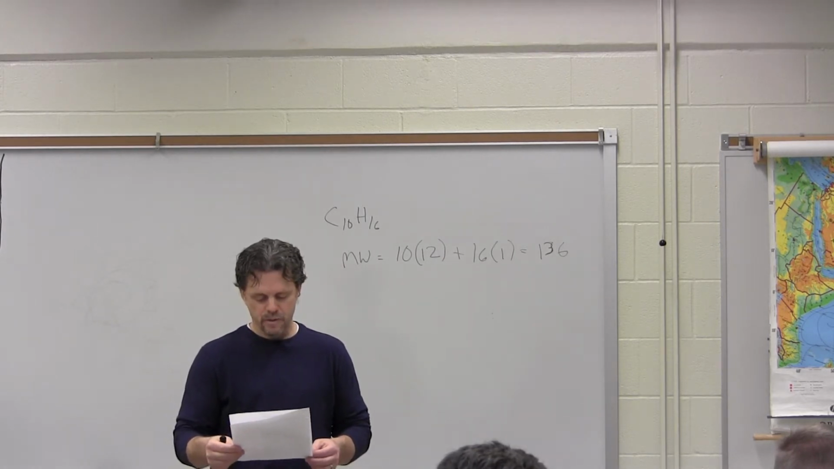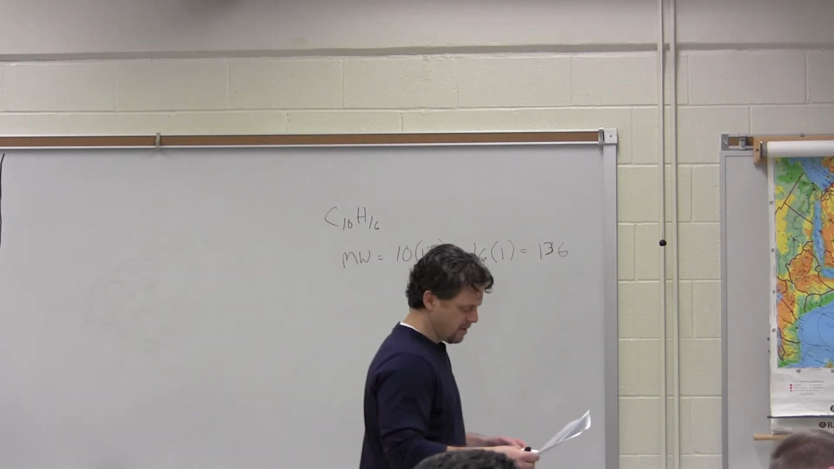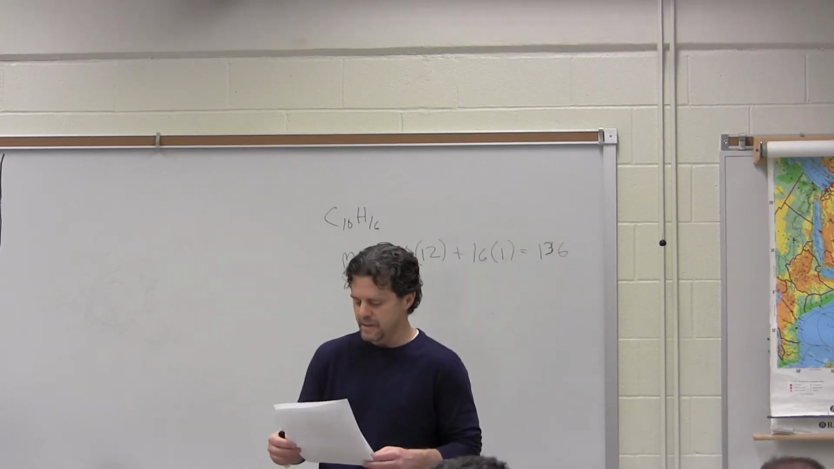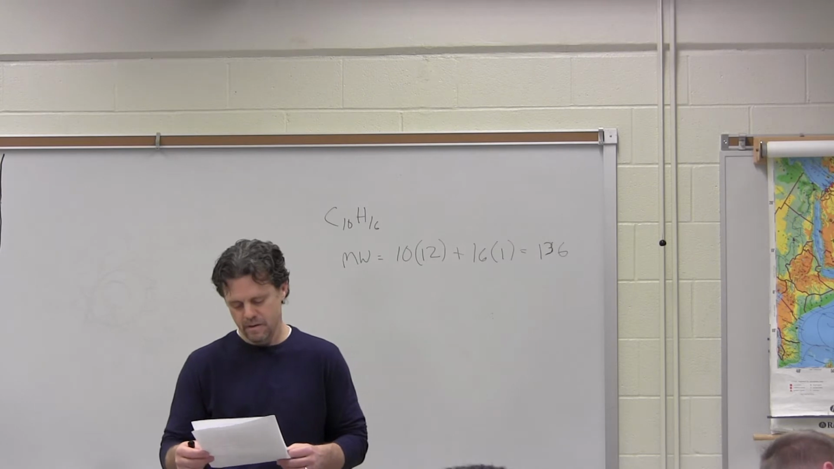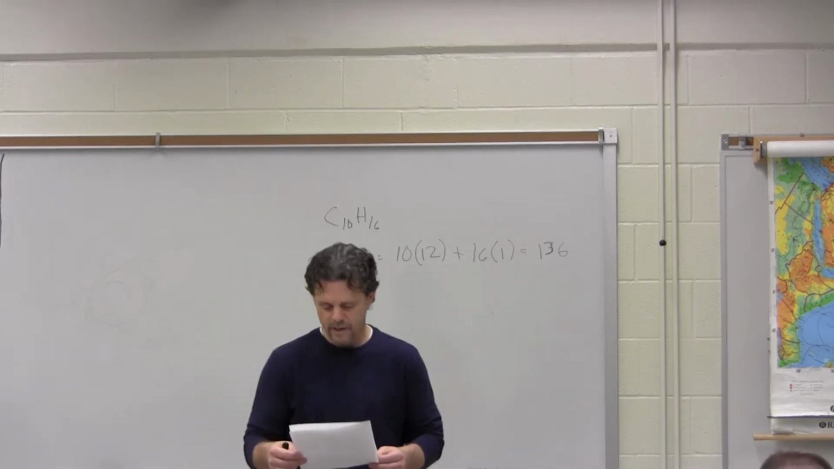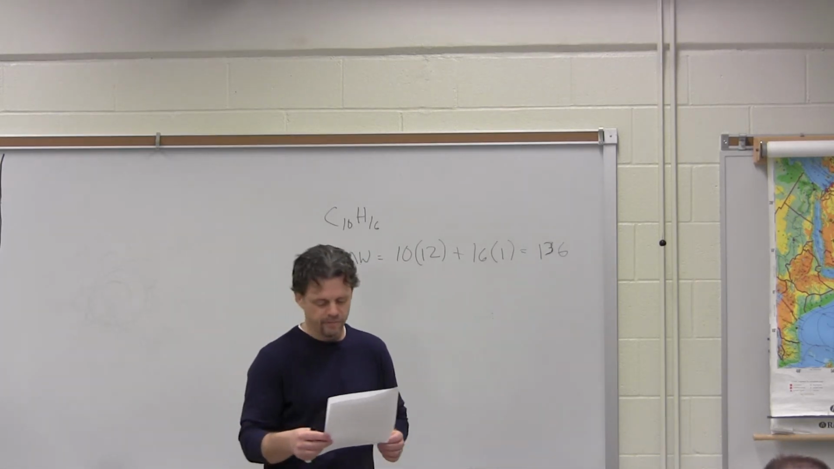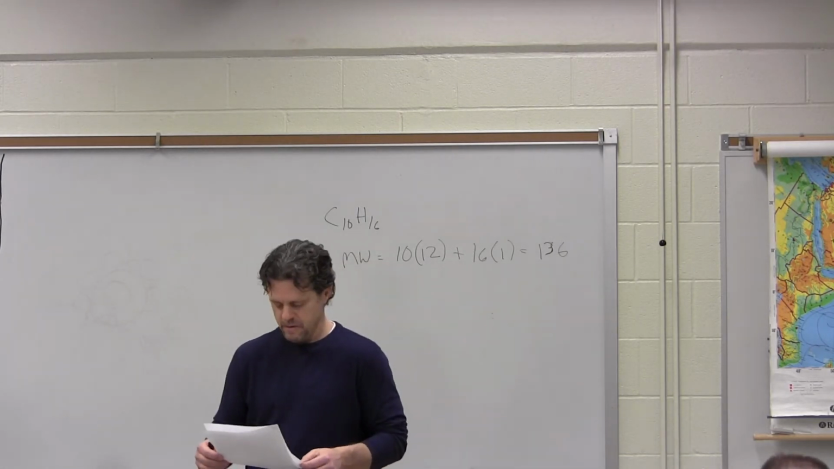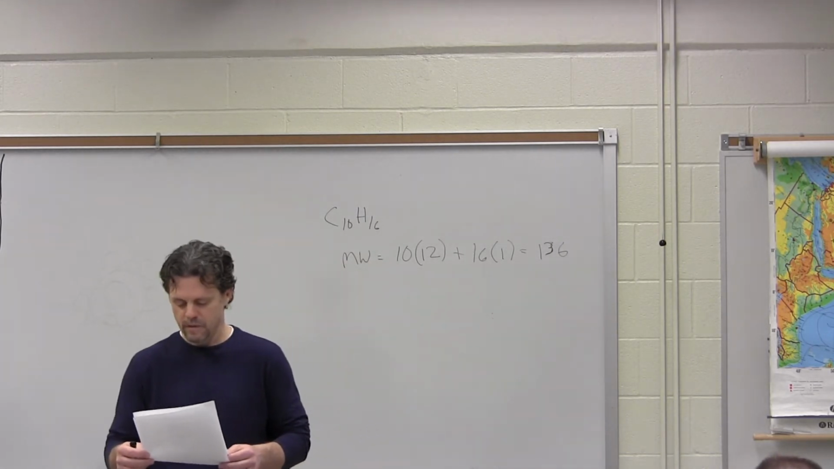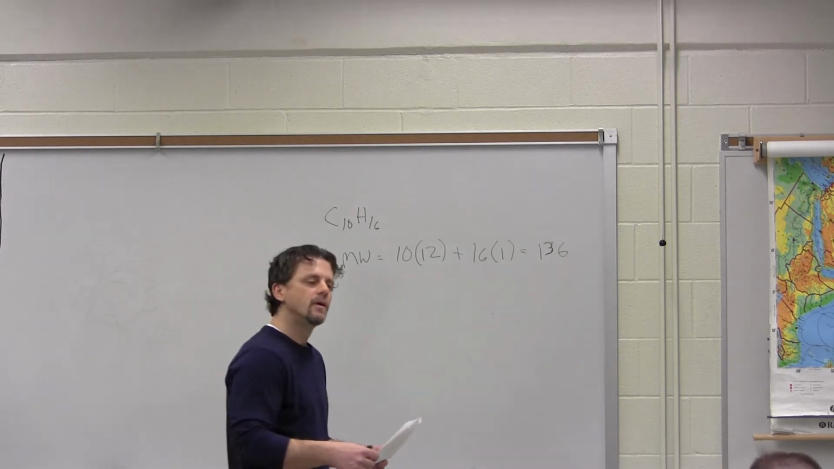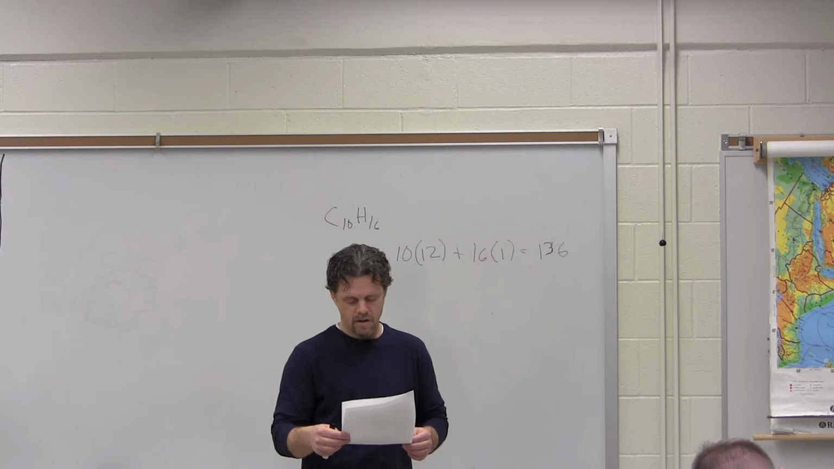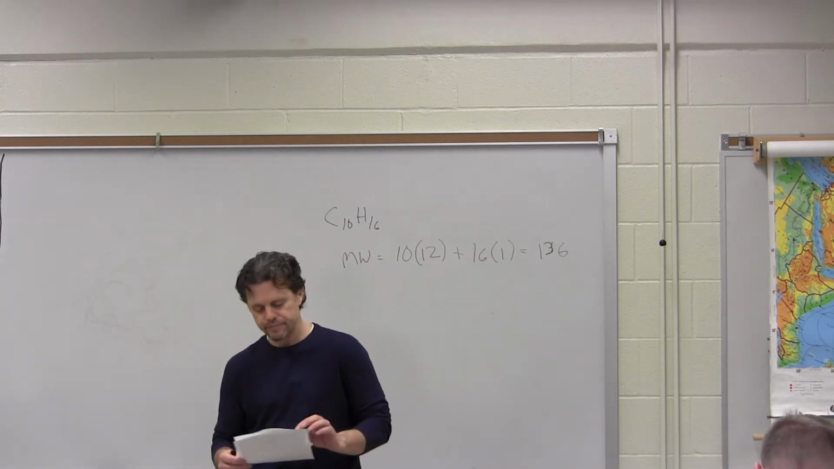And the last one there is paracymene. Chemical formula is C10H14. The molecular weight is 134. It's an aromatic hydrocarbon. It's found in thyme and oregano in significant amounts. And sample ID number 7.